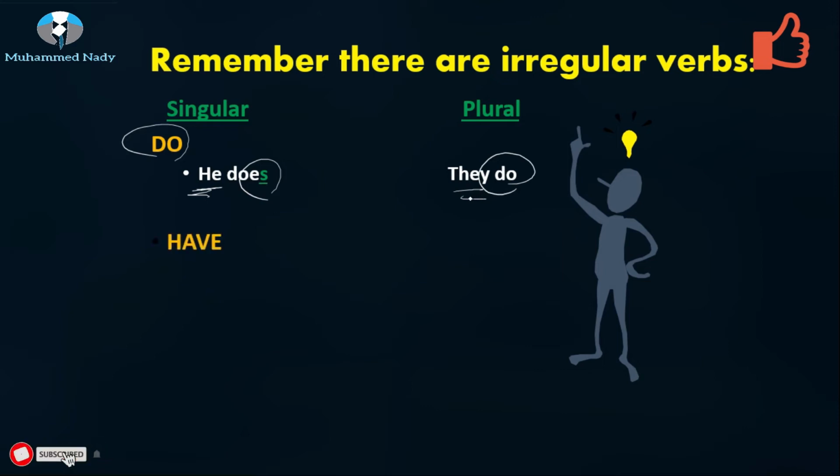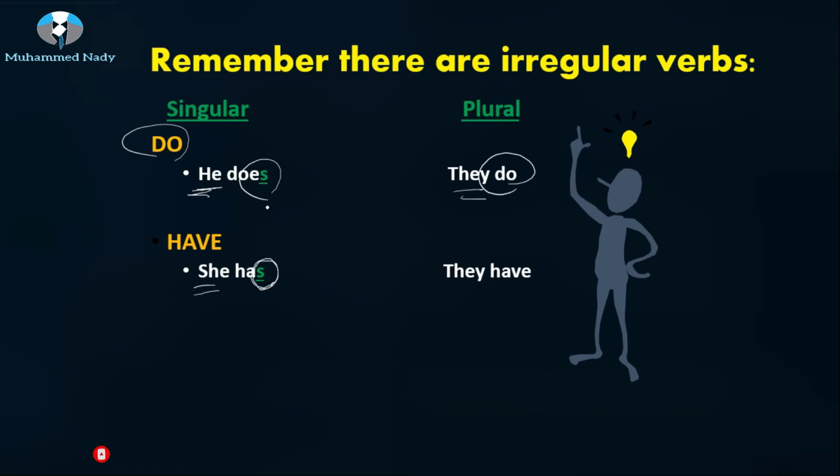Now, what about have? Verb have. We know that verb have has, has, and had. Okay, she, it's singular, so has, it has an S like this. It has an S because it's singular. The verb is singular, so it should have an S. They have.